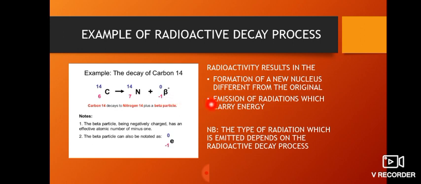Radioactivity also results in the emission of radiations which carry energy. Example of such radiations is what you have on your screen. We'll talk about the types of radiations later. But this radiation here is a beta particle which has been emitted. And the type of radiation which is emitted depends on the radioactive decay process.